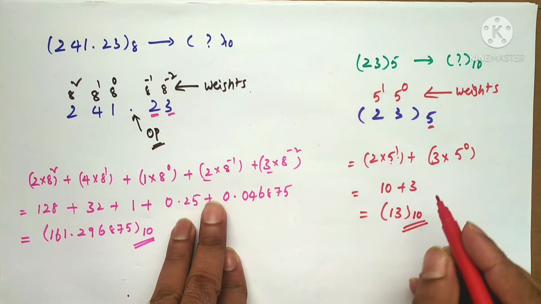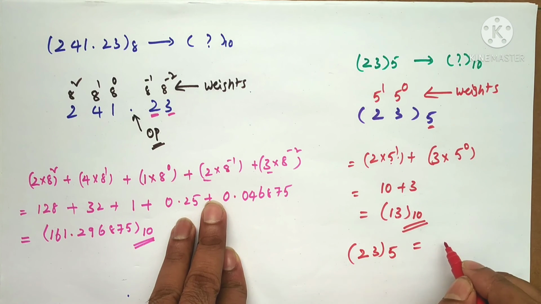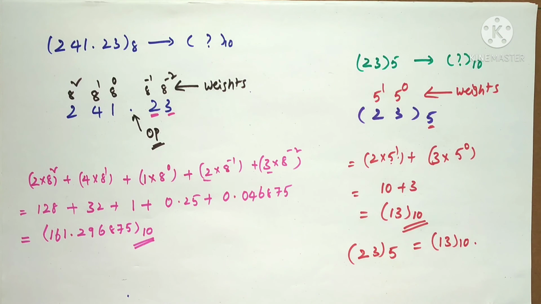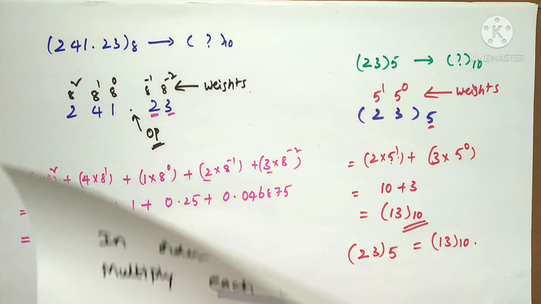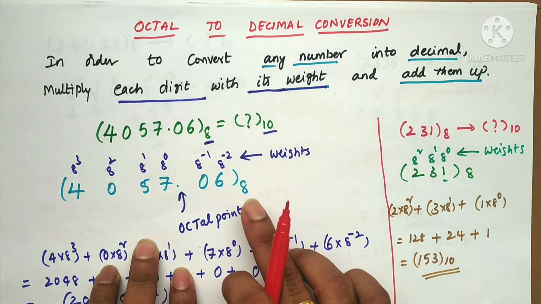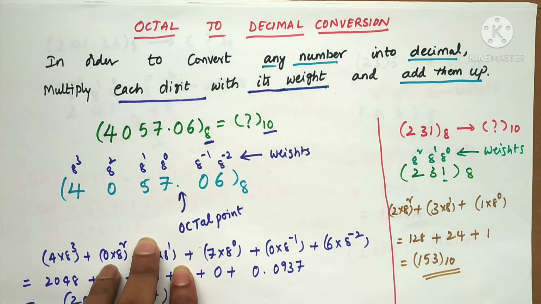So 23 base 5 is equal to 13 base 10. Okay. See here, to convert any number into decimal, we just have to multiply each digit with its weight and then add them up.